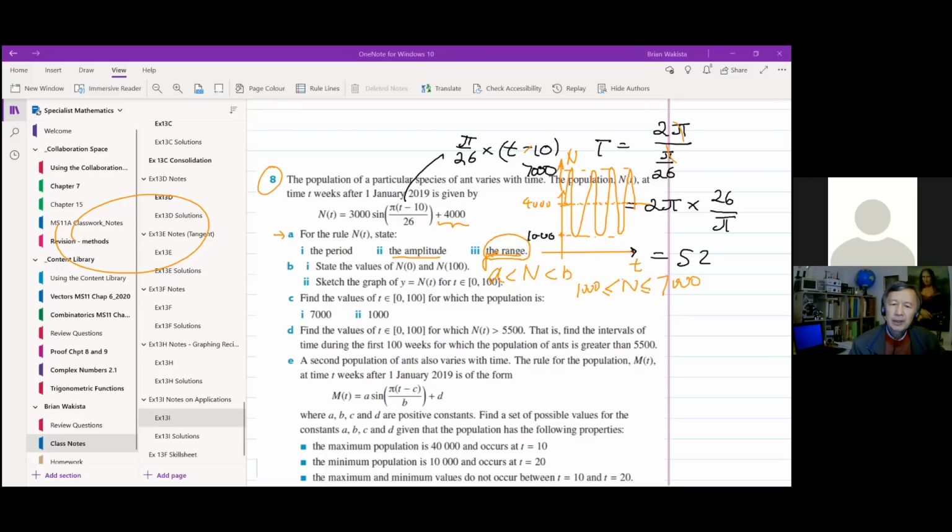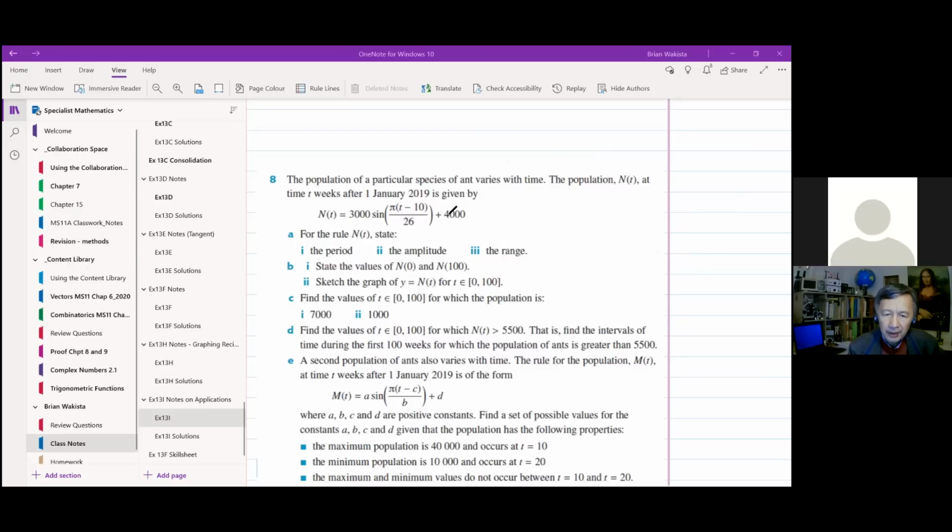Sometimes we will slow down. Can we just keep doing this exercise because we just learned this yesterday and today? Can we clean up everything? Now can we try B? Do you know how to solve B? I think so. State the values of n0 and n100. So n0 equals, let's substitute, sine of pi. So negative pi. Be careful, it's negative.